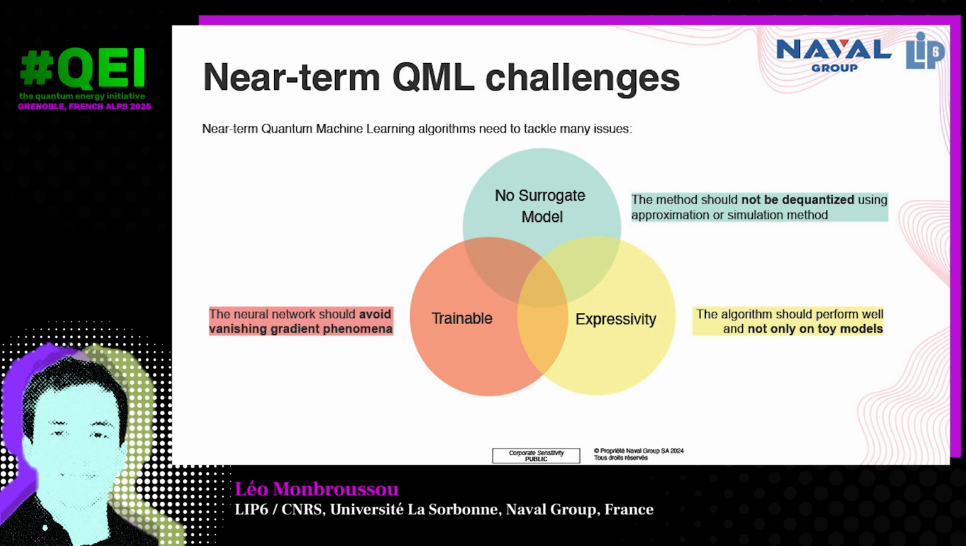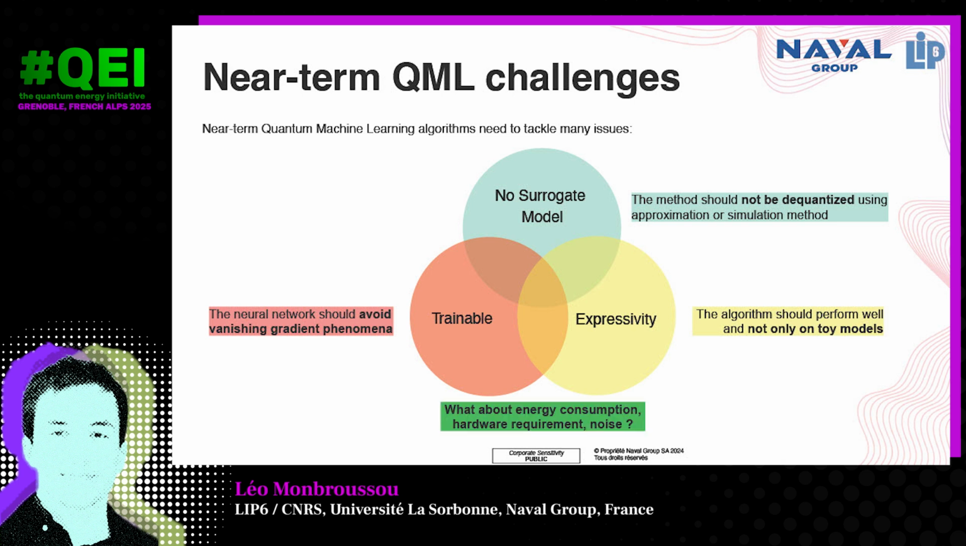You need to make sure that the algorithm that you're creating has good expressivity. So basically, it means that it works, and more than it works, it's not only working on Qiskit for toy model, but it will be working for industrial problem and for larger scales. And finally, especially for neural networks, you need to make sure that you have theoretical guarantees on the convergence of your algorithm. So if you have neural network, you need to make sure that you will not have any vanishing gradient phenomena.